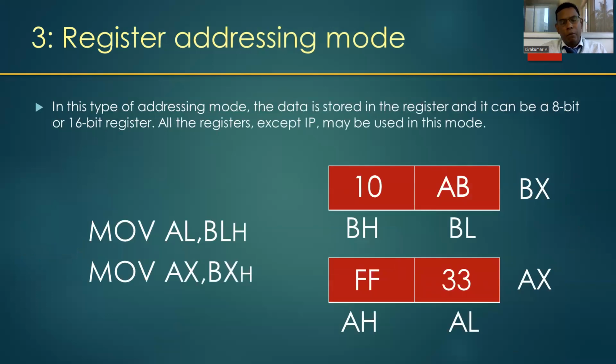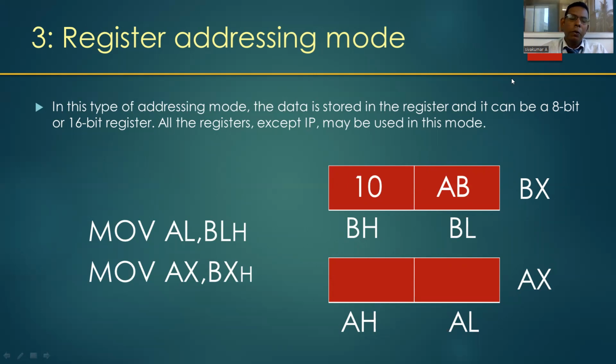Then register addressing mode. In this type of addressing mode, the data is stored in a register and it can be an 8-bit or 16-bit register. All the registers except the instruction pointer may be used in this mode. General purpose registers, pointer registers, index registers, and segment registers can be used. Only registers present inside the microprocessor, except the instruction pointer.